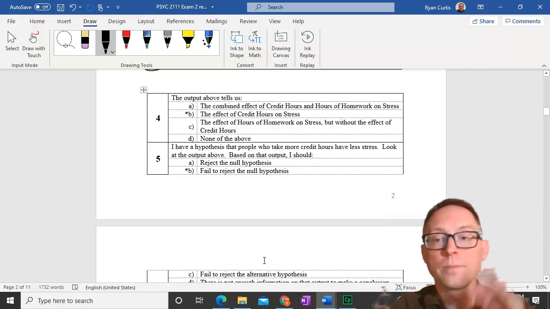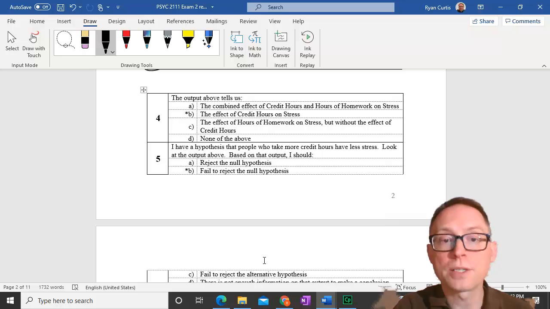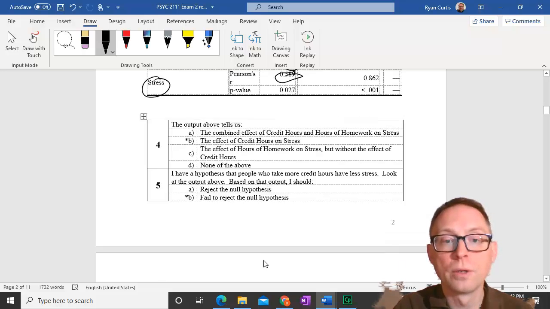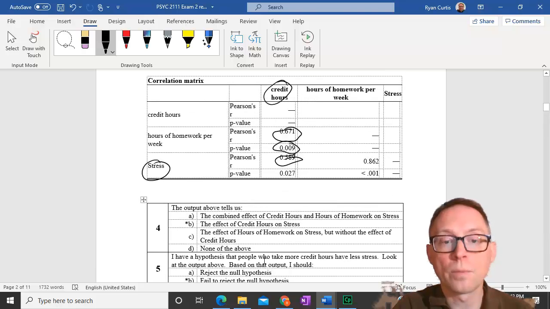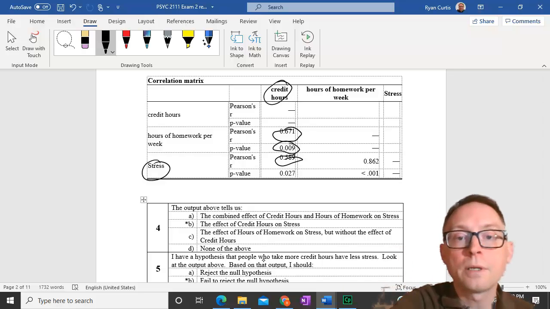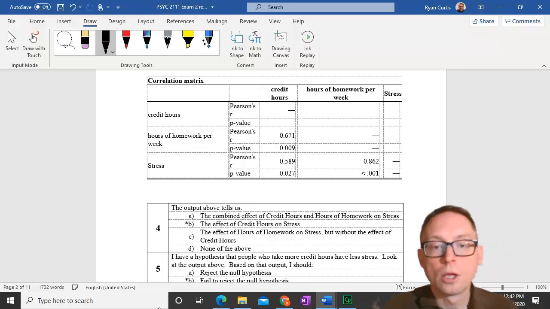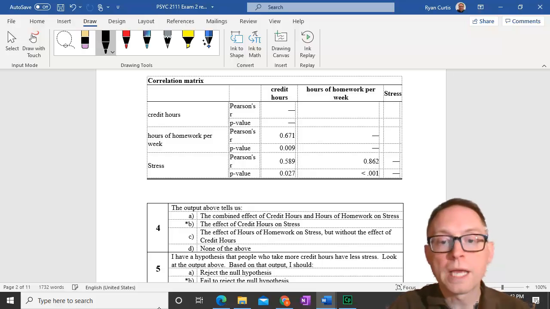Question 5. I have a hypothesis that people who take more credit hours have less stress. Look above, and based on the output, tell me what I should do. The hypothesis is that people who take more credit hours have less stress. Let me go ahead and get rid of the markings from last time. There. People who are taking more credit hours have less stress.